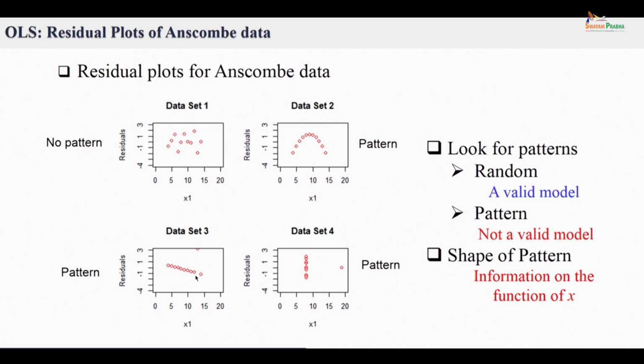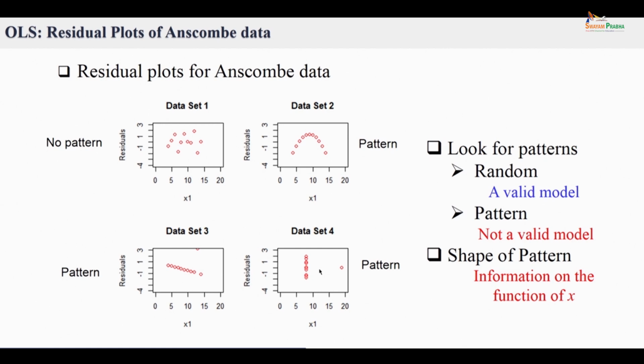For the third data set, however, we know there is one data point that is lying far away, and perhaps that is the one that is causing this slightly linear pattern here. If we remove this outlier and retry it, maybe this problem will get resolved, and the linear model may be adequate for data set 3.